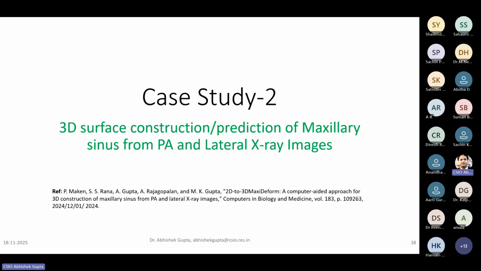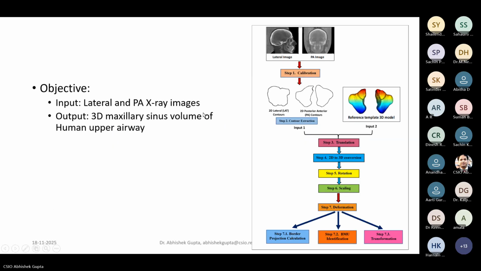Now we come to our experiment, the 3D surface reconstruction, or prediction, of the maxillary sinus from PA and lateral X-ray images. This is the methodology. The objective is that we will be taking two X-ray images, not one. One is the lateral, the side view, and the other is the PA, the frontal view, right? And the output will be the 3D maxillary sinus volume or 3D maxillary surface image of the human upper airway. So we'll discuss one by one.